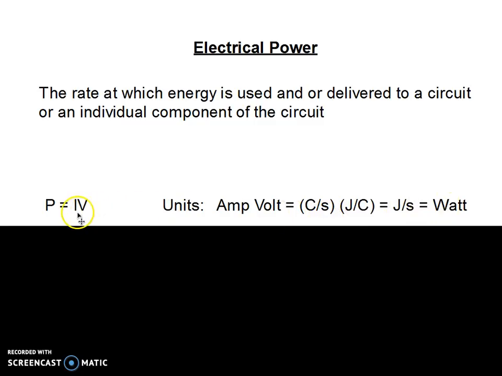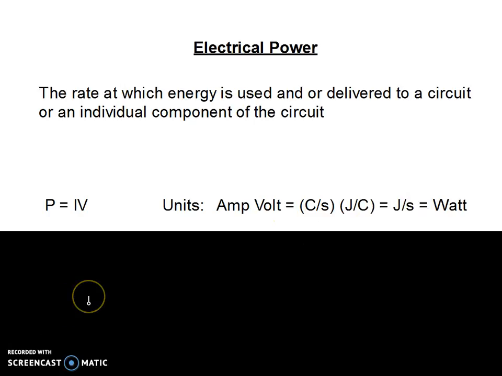Now if we just use the units for current, which are amps, for voltage, which are volts, an amp, if you remember, is a coulomb per second, a volt is a joule per coulomb. So if I multiply those two together, the coulombs cancel and I end up with a joule per second. And that is a watt as we defined it earlier in the year.